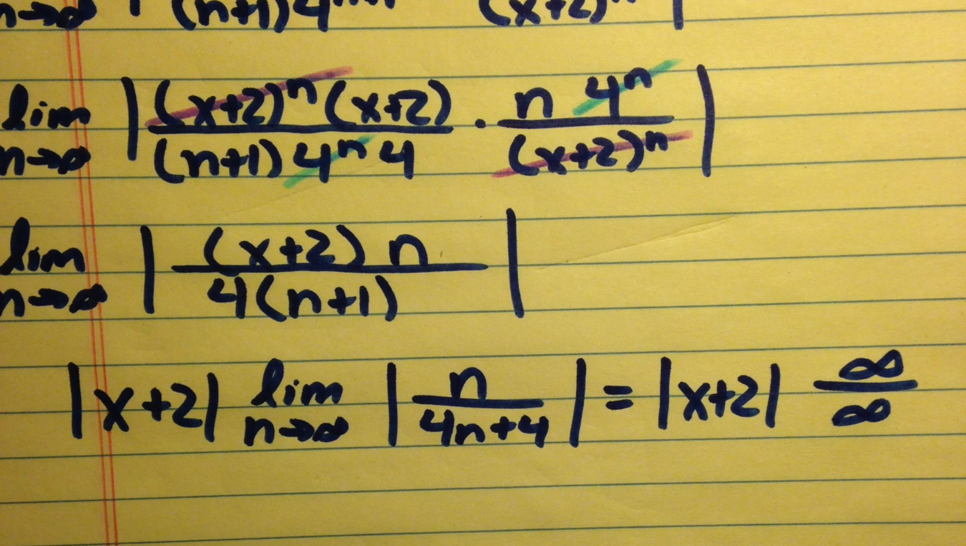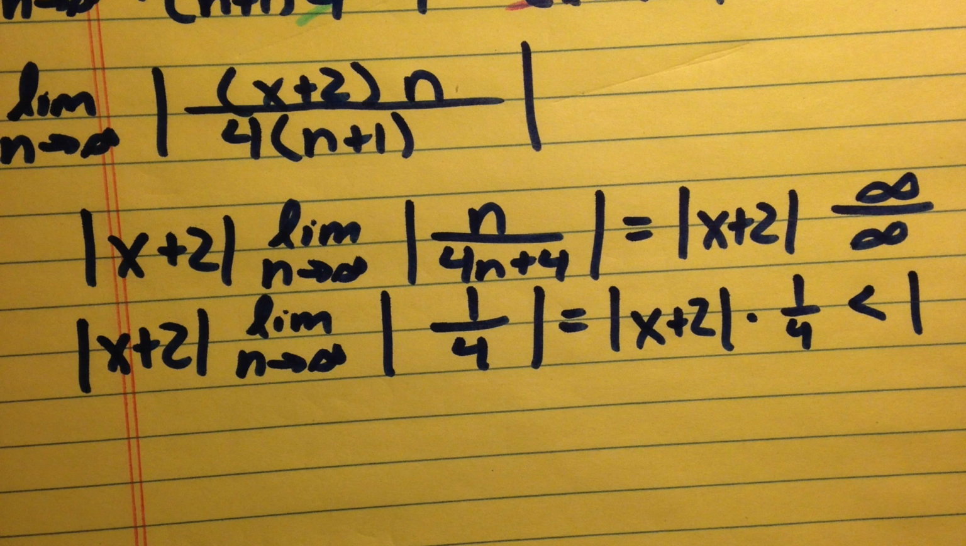After solving for this, we get the absolute value of x + 2 times infinity over infinity, which is indeterminate, so we're going to have to apply L'Hopital's rule here. After using L'Hopital's rule, we get a very nice number, 1/4, and the limit as n approaches infinity of 1/4 is not affected at all, so it just ends up being 1/4. And now we have our new inequality: the absolute value of x + 2 times 1/4 must be less than 1 in order for this to be convergent.